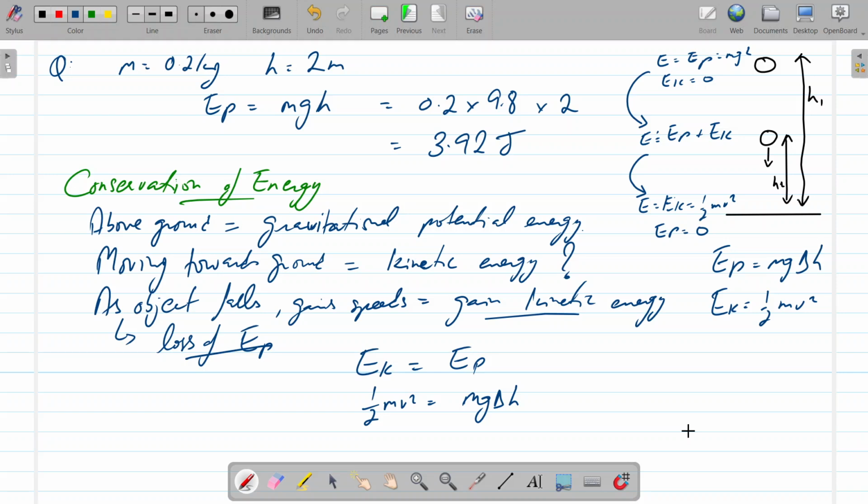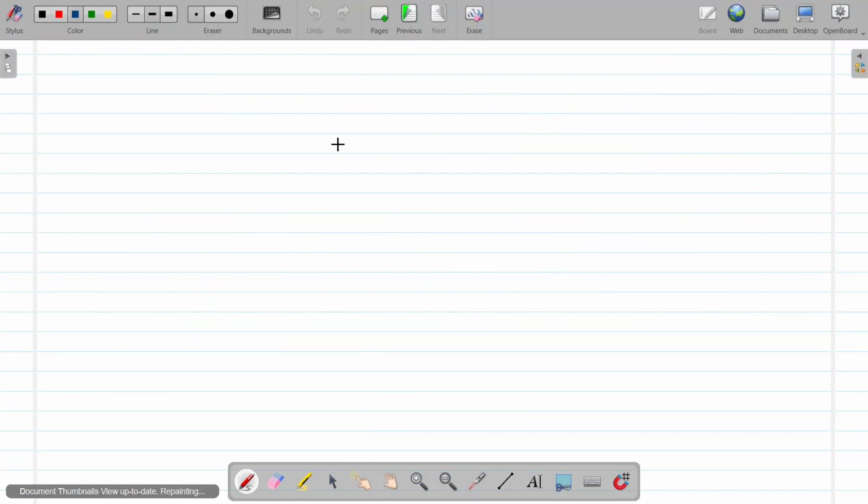Now, how do we put this into practice? So let's do one of the solved examples, the worked examples in the book, and start off by saying there's a boulder of mass 4 kilograms. The mass is 4 kilograms, and it rolls over a cliff, so it is at a height, and reaches the beach below with a velocity of 20 meters per second. So the velocity is 20 meters per second.